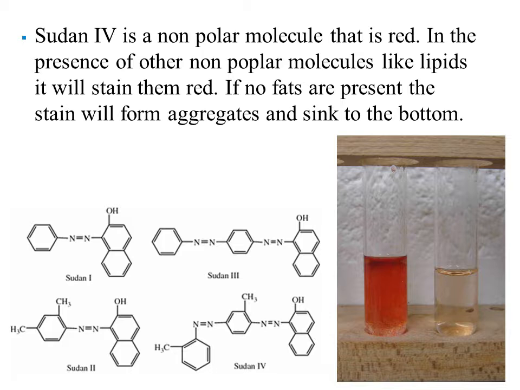We have a fat stain. This fat stain is called Sudan 4. This fat stain is a non-polar molecule that is red. It will stain other non-polar molecules red if you mix them together. If no fats are present in the solution, then this non-polar stain will aggregate, form clumps, and fall out of the solution and settle to the bottom.